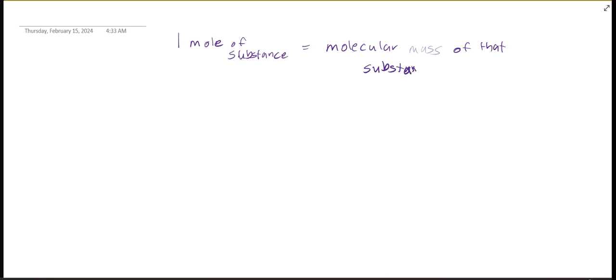Let's review what we know about moles. We know that 1 mole of a substance equals the molecular mass of that substance. So we can always use a conversion factor where we look up the molecular mass of something.